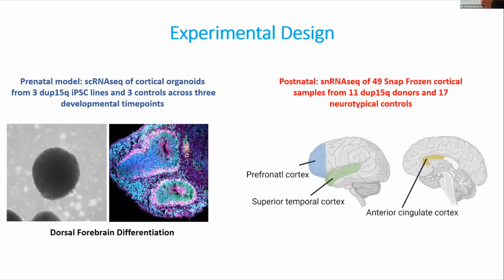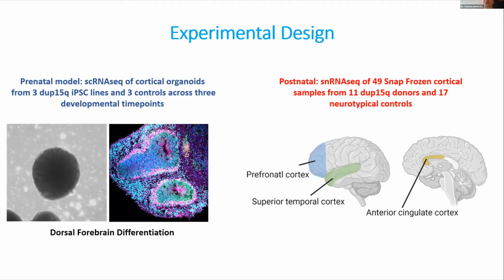So in order to answer some of my questions, I adopted an experimental paradigm that uses cortical organoids to study molecular changes of duplication 15q prenatally, or to model prenatal changes using these organoids. Basically, I used iPSCs from dup15q donors and controls and a dorsal forebrain differentiation protocol, and sampled cells for single-cell RNA sequencing at different time points that roughly correspond to first, second, and early third trimester of cortical development.